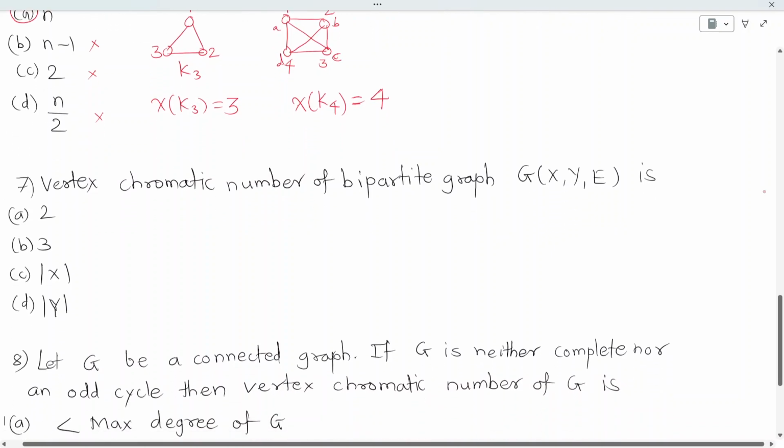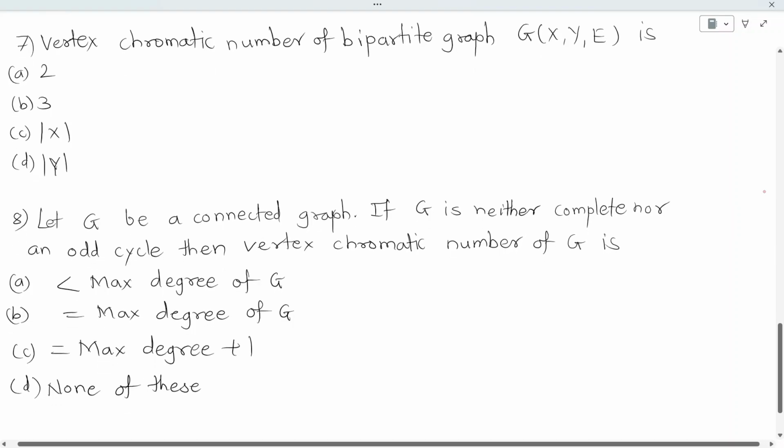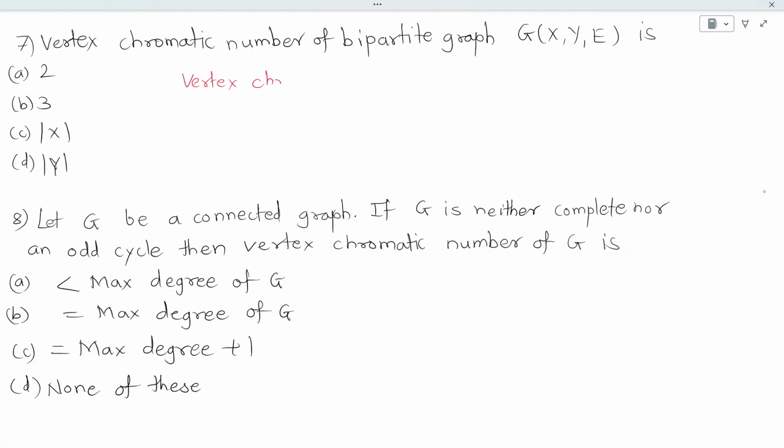Now the 7th MCQ: the vertex chromatic number of a bipartite graph is. The vertex chromatic number of a bipartite graph is always 2. This is a standard theorem. The vertex chromatic number of a bipartite graph is always 2. So we can see an example. Suppose this is K3,2.